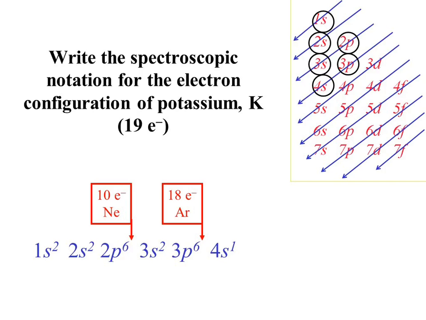This is a good example to show, because especially my students who have not had chemistry before, they want to throw in the 3d, and that ain't how it works. That's not how it works. 3d, you cannot. And the reason is 3d has a higher n plus l value. Okay? So we're done.